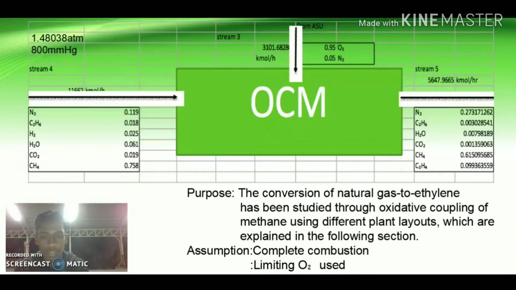Next is OCM. This is the reactive process. The function of OCM is the conversion of natural gas to ethylene, which has been studied through oxidative coupling of methane using different plant layouts, which are explained in the following section. The assumption made in this reactor is complete combustion with limiting oxygen. This is my inlet and this is my outlet, and this is the inlet from ASU. And my pressure and temperature is this part.